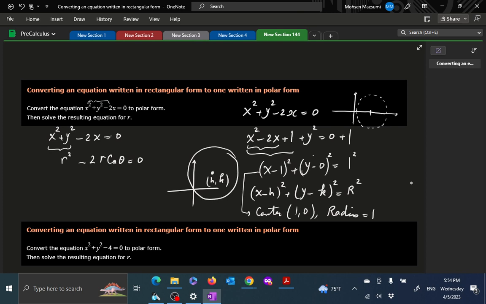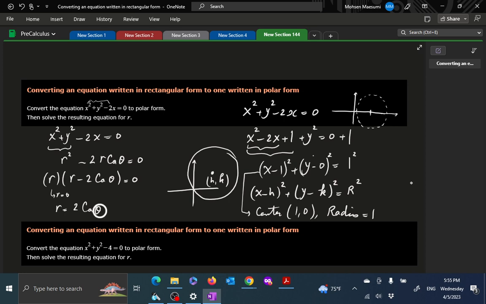So this is an equation in terms of r. Now, it so happens that I can factor this thing, r times (r minus 2 cosine theta), which tells me either r is equal to 0 or r is equal to 2 cosine theta.